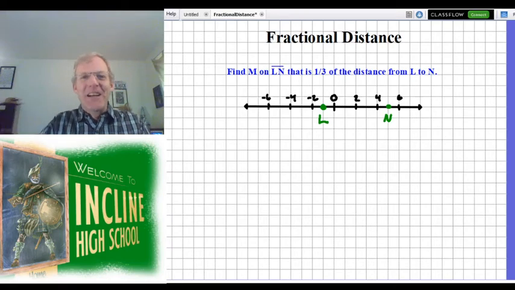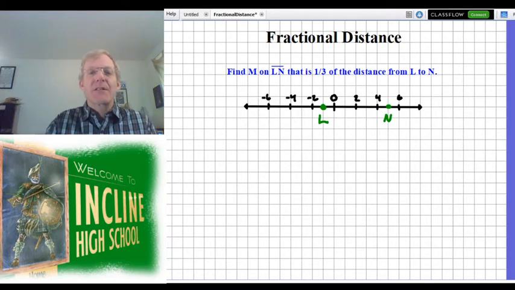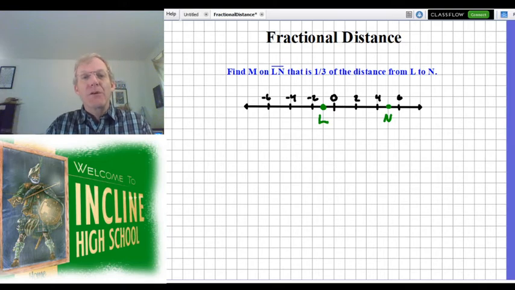Alrighty, hello. Today what we're going to do is fractional distance on a number line, and we're going to apply that tonight to a coordinate plane. It's the same idea, you just do it twice for the x's and the y's. So with fractional distance here on the number line, we're going to find point M on line segment LN that is 1/3 of the distance from point L to point N.